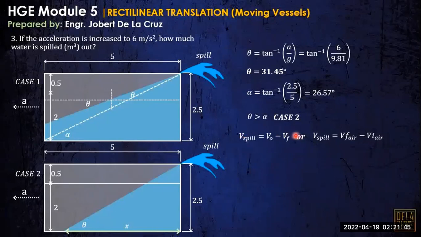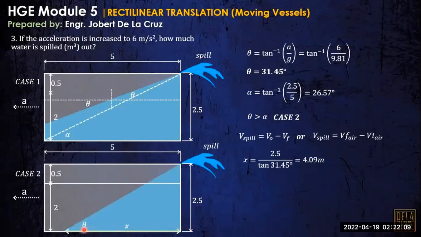Yung water yung ating basis. Because mas madali kunin yung volume nito sa triangle. No? Where if we are in case 1, mas madaling gamitin ito, kasi yung air natin yung naka-triangle dito. Okay? Now, isolve muna natin yung x na to. Ito. Kasi we are in case 2, di ba?